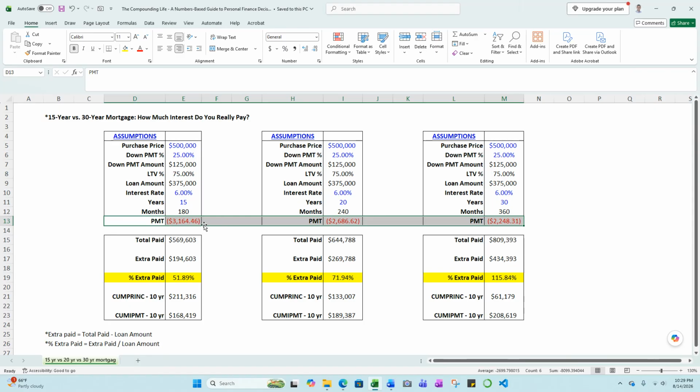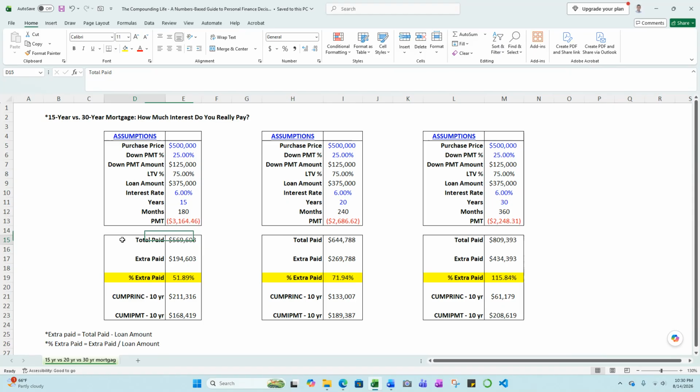So as you can see in the example, for the 15-year, the payment is higher than the 20 and the 30, and then the 20 is higher than the 30, simply because if we're going to pay a loan off in a shorter amount of time, the payment is going to be higher, obviously. So the 15-year has the highest payment, followed by the 20-year, and then the 30-year has the smallest monthly payment in this scenario.